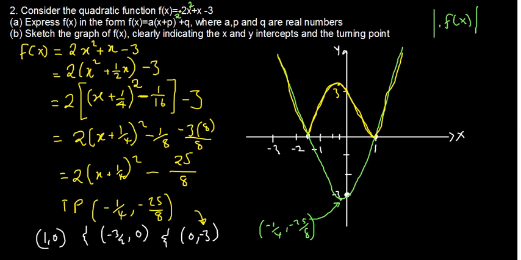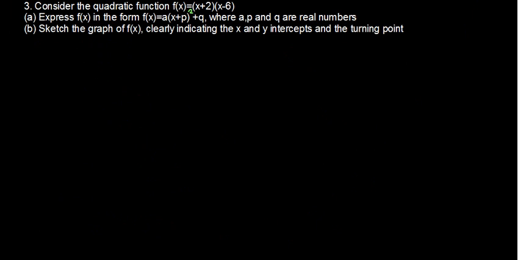Okay. We can look at the last question here. Consider the quadratic function f of x, which is (x + 2)(x - 6). We also want to express it in the form f(x) = a(x + p)² + q, and also do the same with the sketching. Now, since this one is in a factorized form, we need to expand.